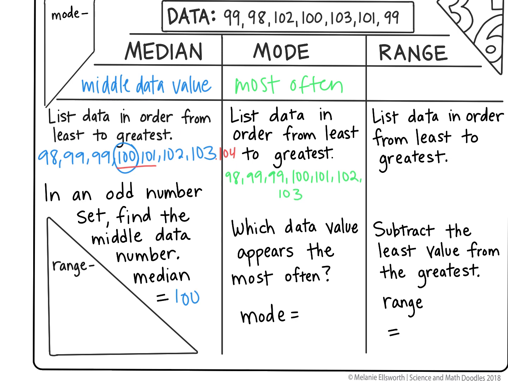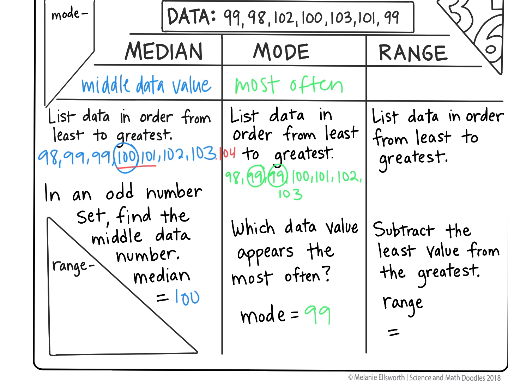So what I'm looking for this time is the number that occurs the most or appears the most often. Do I have a number that appears the most? 99. So that's my mode. You can also have no mode. So if, for example, I only had this, pretend this 99 wasn't here. I only had 98, 99, 100, 101, 102, 103. Then I would say no mode because there is not a number that occurs the most. They all occur the same number of times. They all only show up one time.